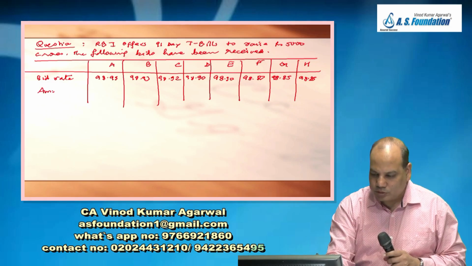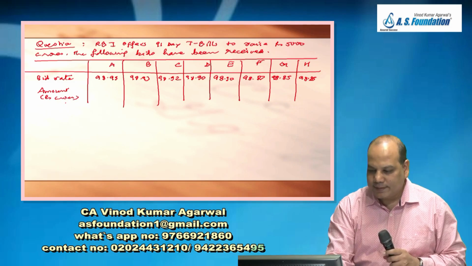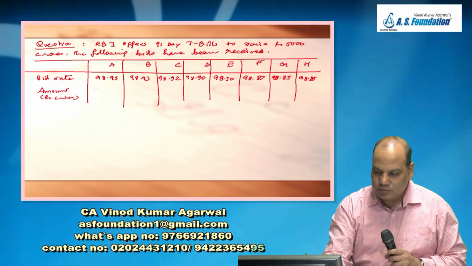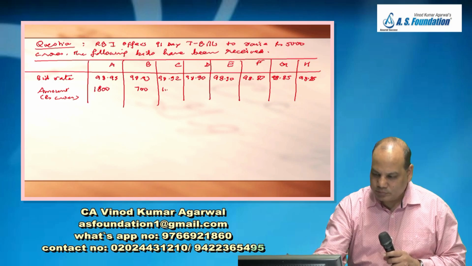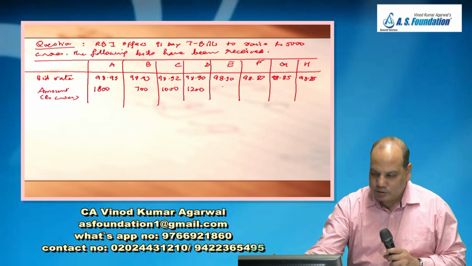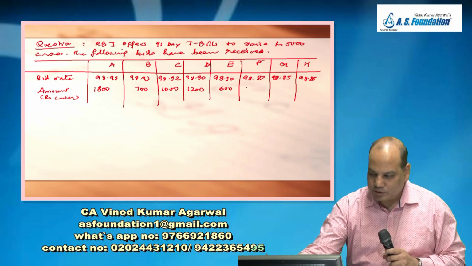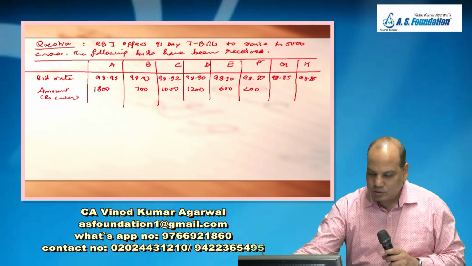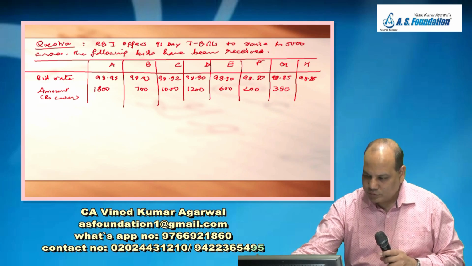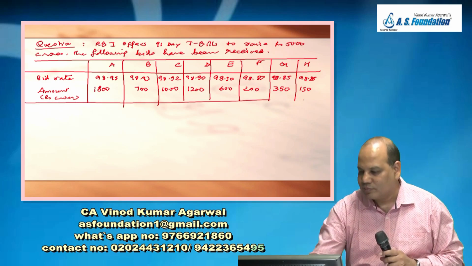And the amount in rupees crores. Amount in bracket rupees crore. 1800, 700, 1000, 1200, 600, 200, 350, 150.